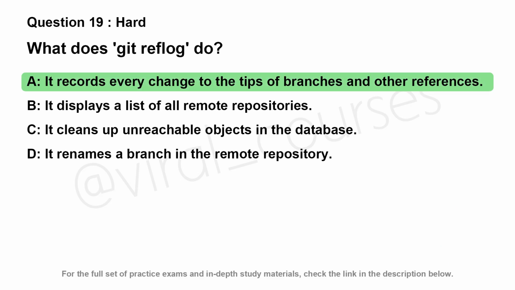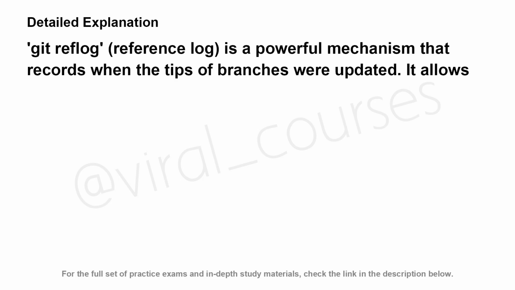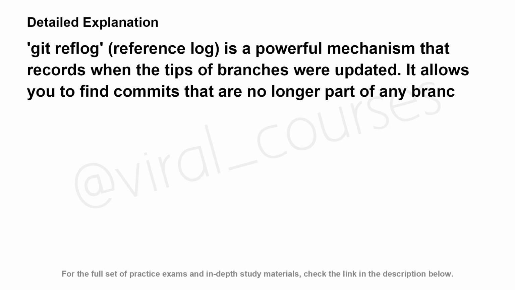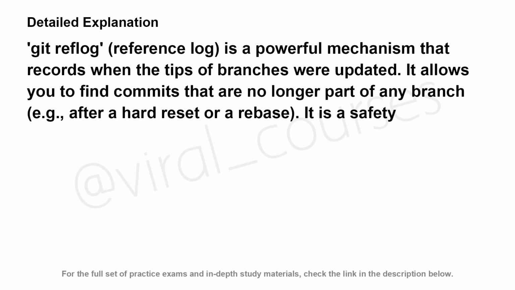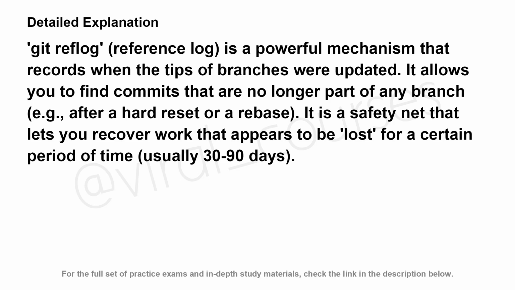The correct answer is A. Git reflog, reference log, is a powerful mechanism that records when the tips of branches were updated. It allows you to find commits that are no longer part of any branch, e.g., after a hard reset or a rebase. It is a safety net that lets you recover work that appears to be lost for a certain period of time, usually 30 to 90 days.